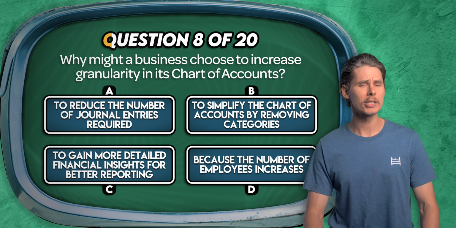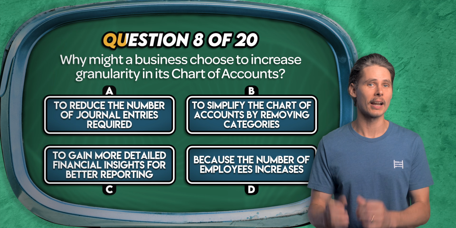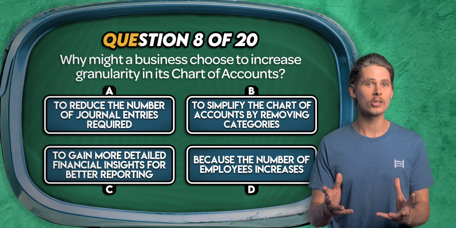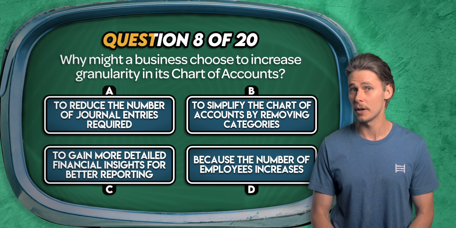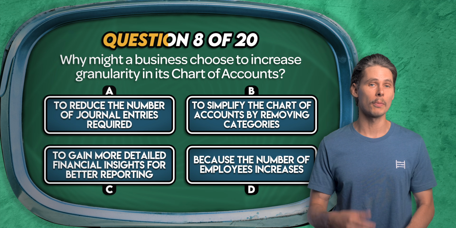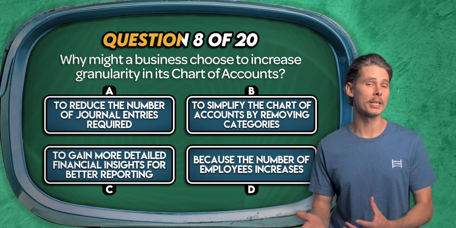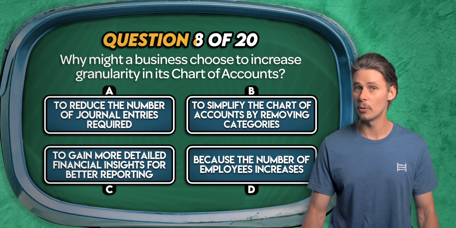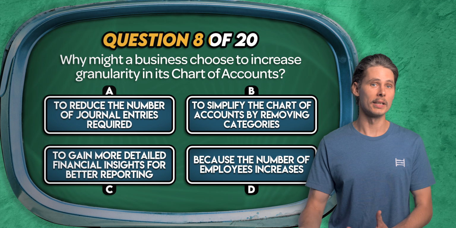Question 8. Why might a business choose to increase the granularity of its chart of accounts? Is it to reduce the number of journal entries required? To simplify the chart of accounts by removing categories? To gain more detailed financial insights for better reporting? Or because the number of employees has increased?